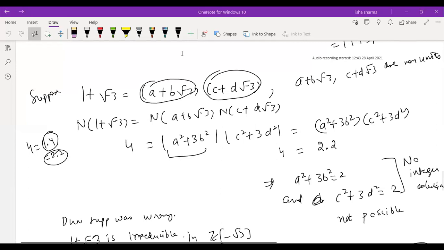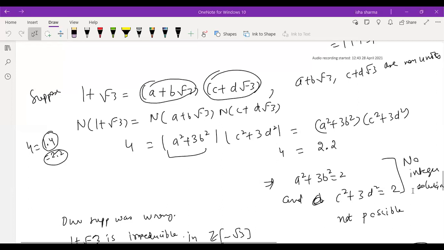This was the question we did yesterday, last time. We defined irreducible elements, we defined a prime element, and then we saw that every prime is irreducible in an integral domain, but the converse is not true. That means there are irreducible elements which are not prime in integral domains.